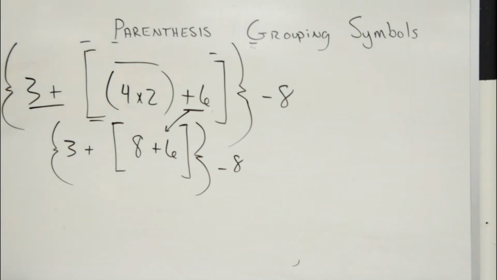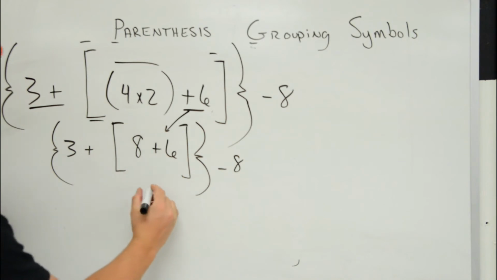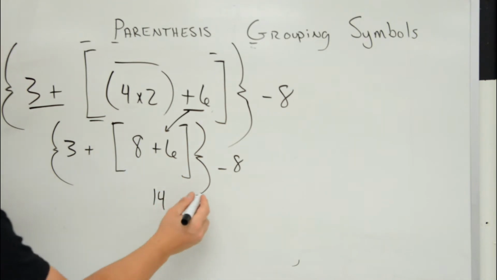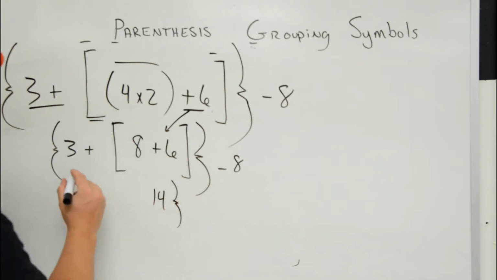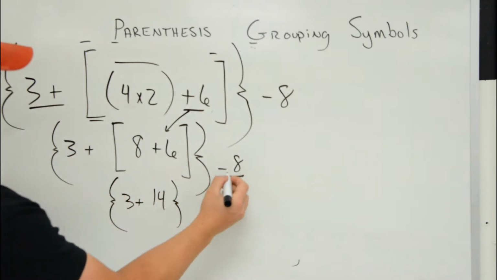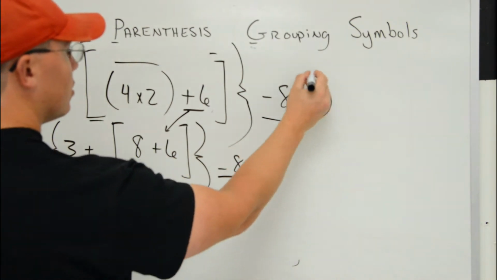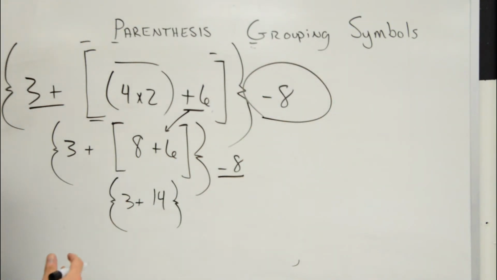Now we're still going to do the inner grouping symbol, which is, in this case, now we're dealing with our brackets. So we would do 8 plus 6, which is going to give me 14. I'm going to bring down my braces. And then the operation that's on the outside of all your grouping symbols, do not forget the other numbers. Okay, so now you have a minus 8.